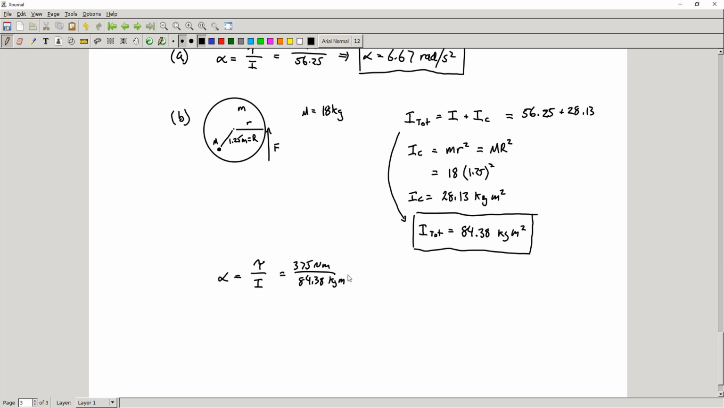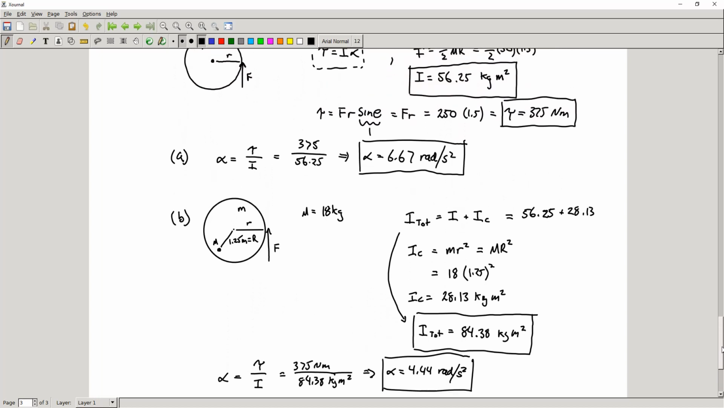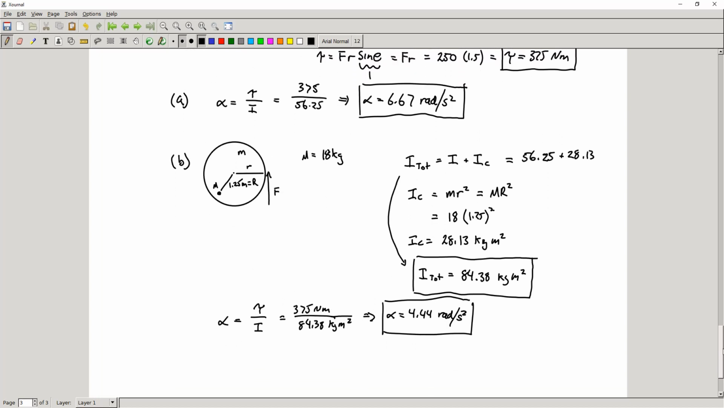kilogram meters squared. And so I wouldn't normally include the units here in this intermediate step, but I did this time, so we'll go with that. And what do we find in the end? We find that alpha is equal to 4.44 radians per second squared. Okay, and that's the answer for part B. Let's talk about a few other situations here.